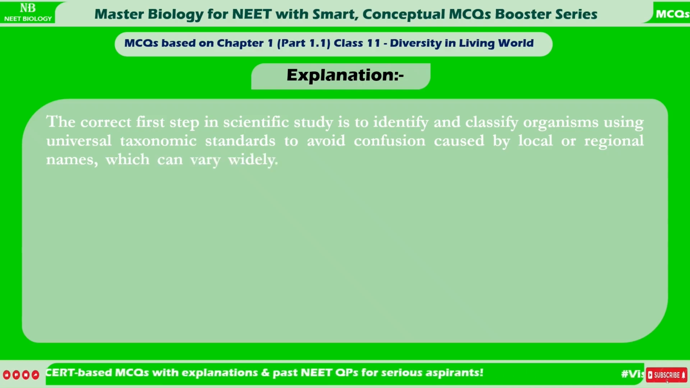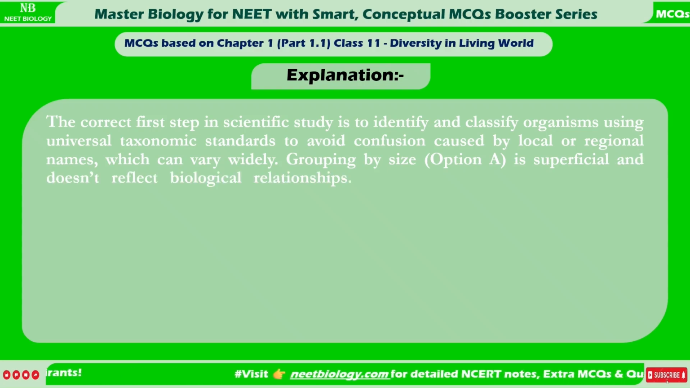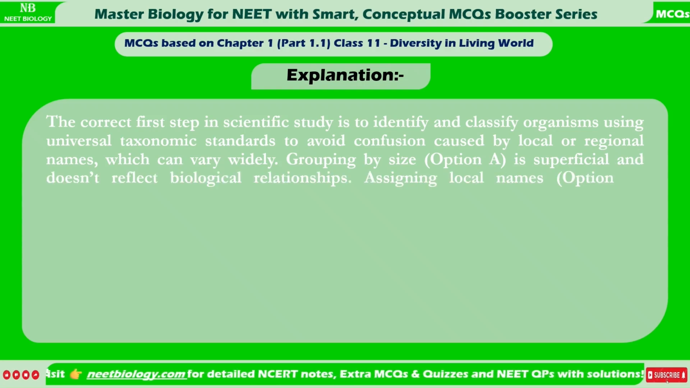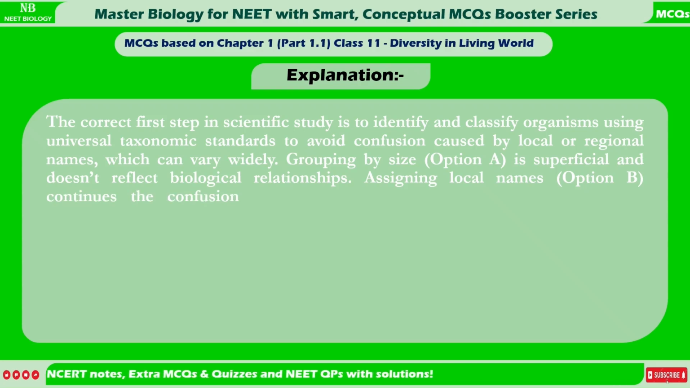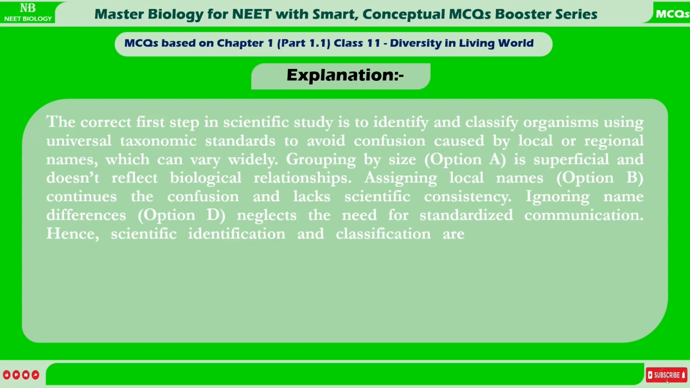Grouping by size, option A, is superficial and doesn't reflect biological relationships. Assigning local names, option B, continues the confusion and lacks scientific consistency. Ignoring name differences, option D, neglects the need for standardized communication. Hence, scientific identification and classification are essential for accurate understanding and communication.